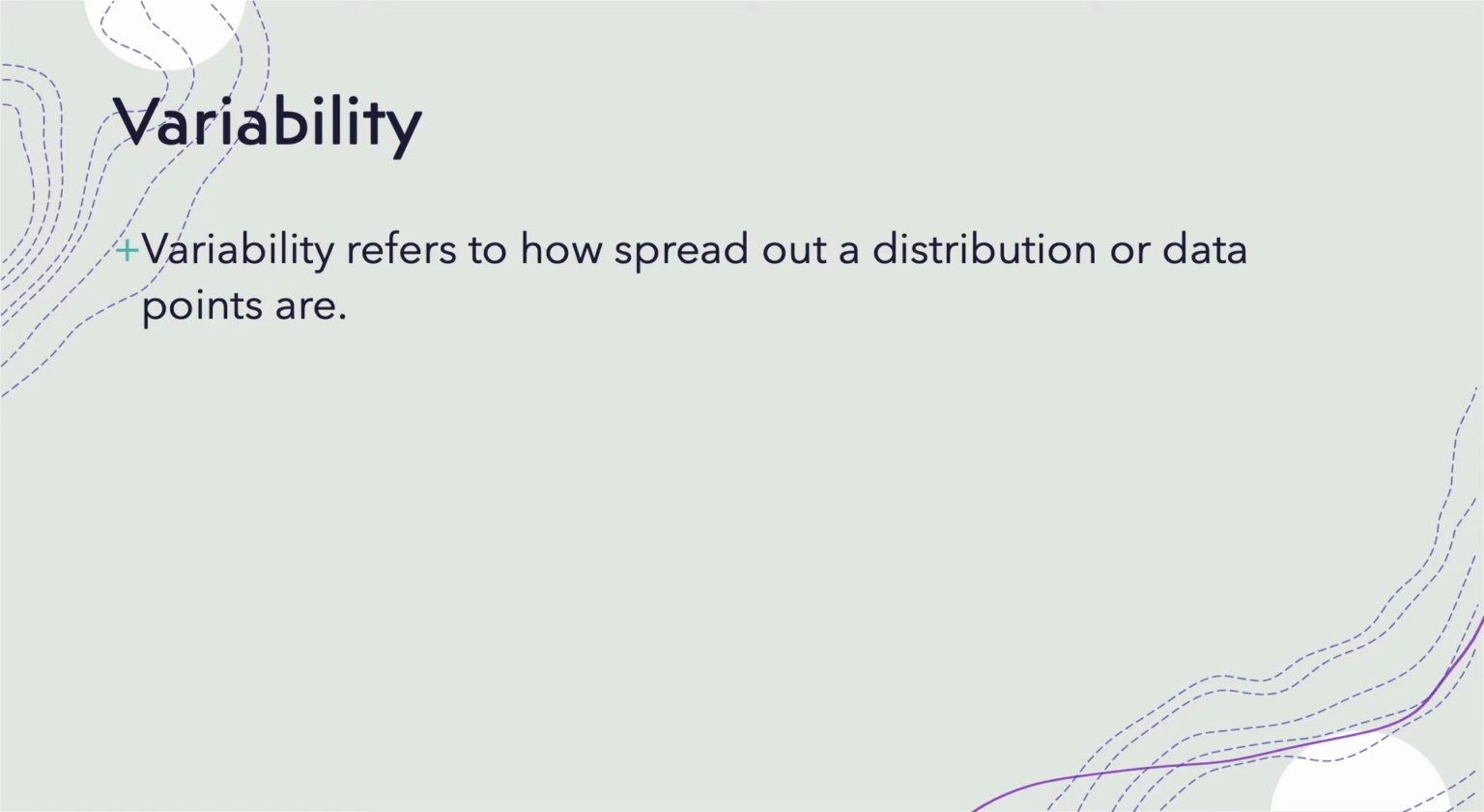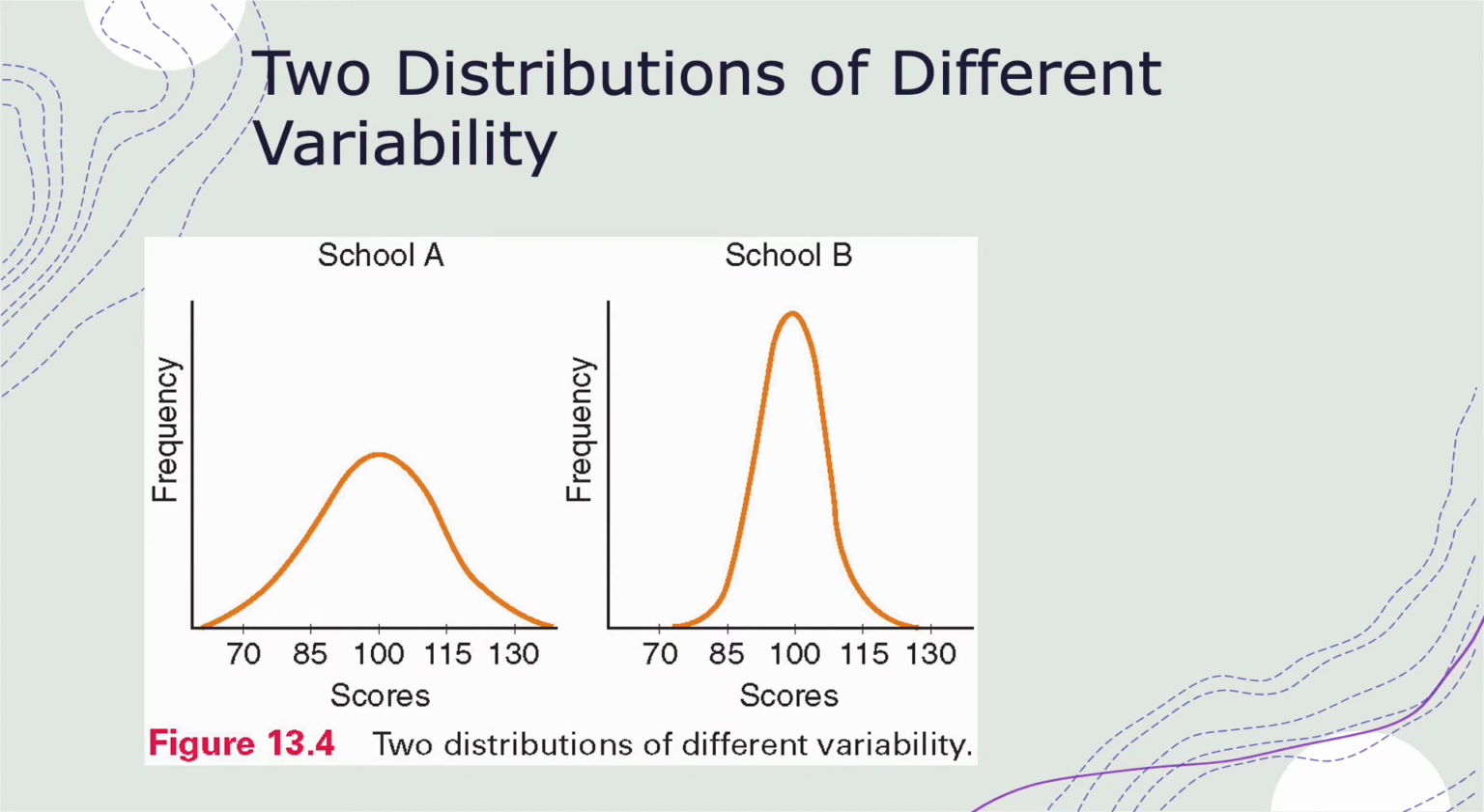Variability refers to how spread out a distribution or data points are. Even if I have two sets of data with the same mean, they may be distributed differently. Here's an example for us. In table 13.4 in your textbook, you have an example, A and B. The mean for both A and B are the same. So the mean of these two is the same, even though they don't look alike.